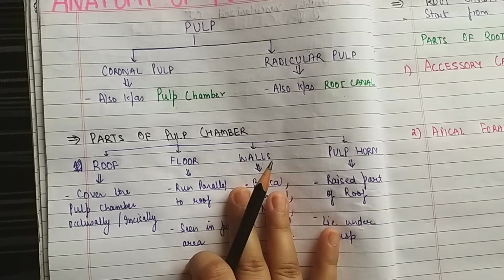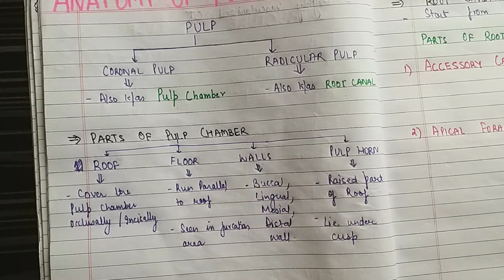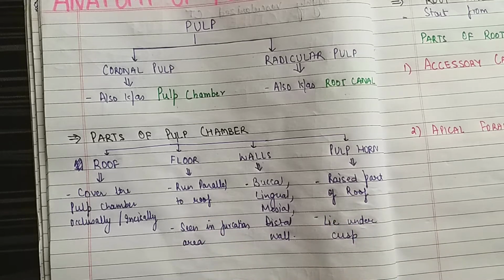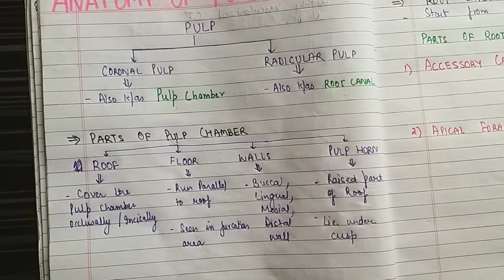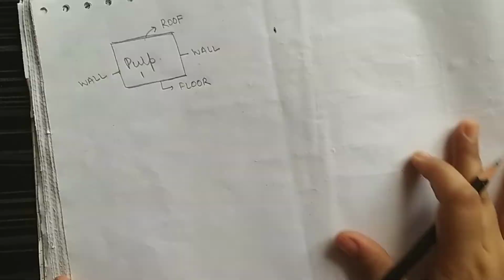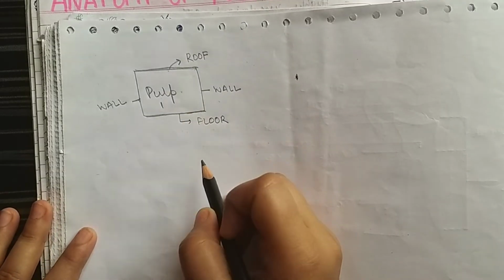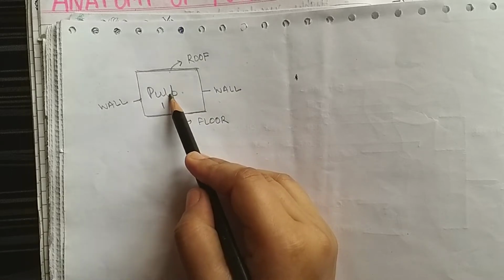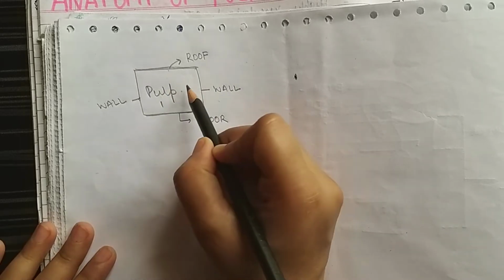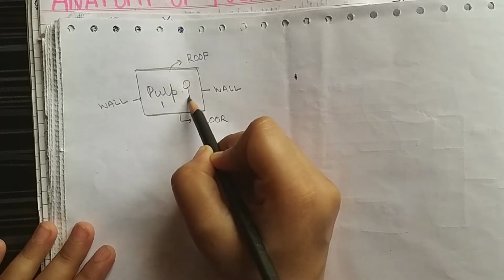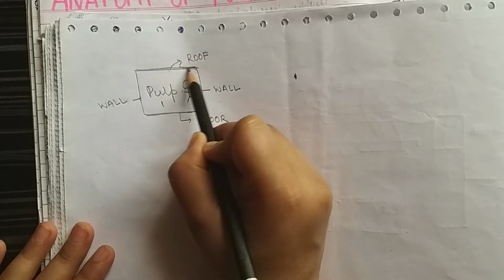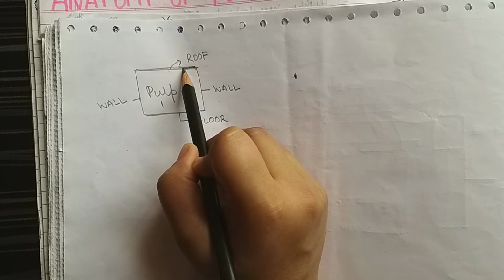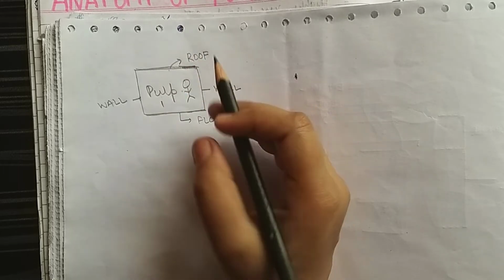The pulp chamber has been divided into roof, floor, walls and pulp horn. For a better understanding, we can imagine as a room has a roof, floor and walls, our pulp chamber also has a roof, floor and wall. As we can see, the roof is present above our head. So we can imagine a person standing here. The roof is present above the head. Same way, the roof is present above the pulp chamber and it is present occlusally.